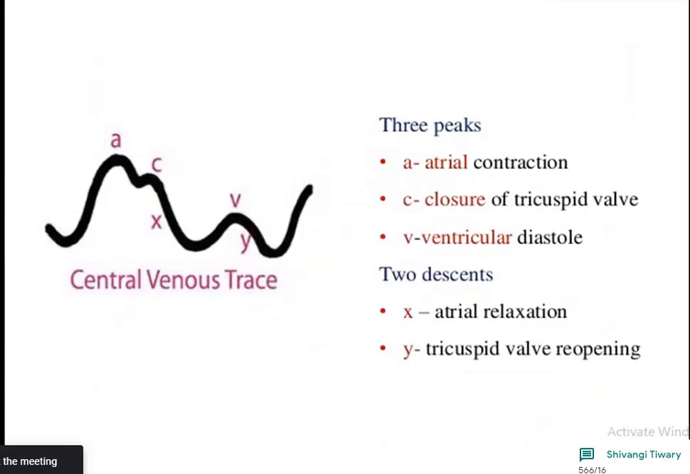Now this is the central venous waveform. You all must be knowing there are three positive waves, A, C, V, and two descents, that is X and Y. A tells the atrial contraction, C the closure of the tricuspid valve, and V positive wave is the ventricular diastole. And of the two descents, X is telling about the atrial relaxation, and Y is tricuspid valve opening. So this all you must have been knowing.